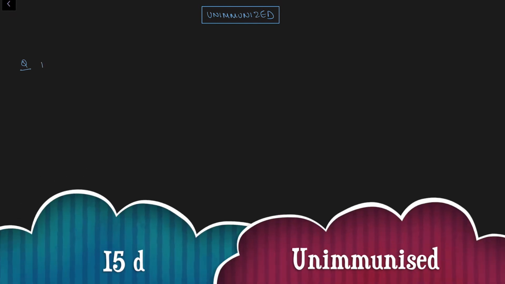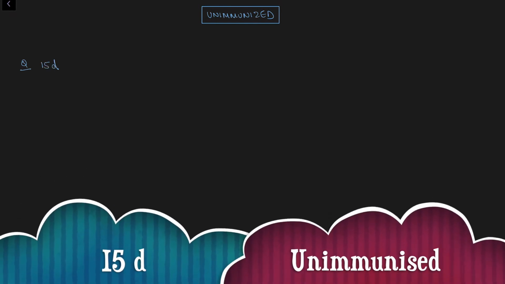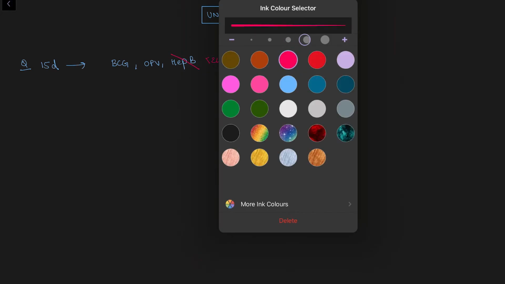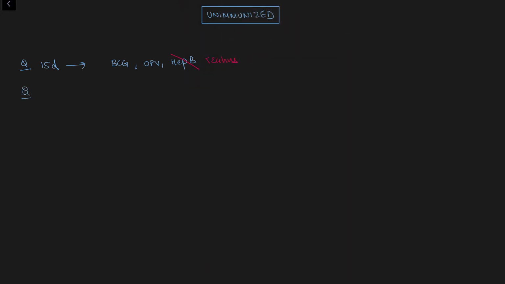For example, a 15-day-old child comes to us who is completely unimmunized. So we will give him BCG, then OPV 0 dose, and remember that hepatitis B birth dose is not given because it is given only up to 24 hours because it is needed to prevent the perinatal transmission, hence there is no point in giving it after 24 hours. So a 1-month unimmunized child will receive BCG only because OPV 0 dose is given up till 15 days only. And hepatitis B birth dose is again not given because it is given only up till 24 hours.